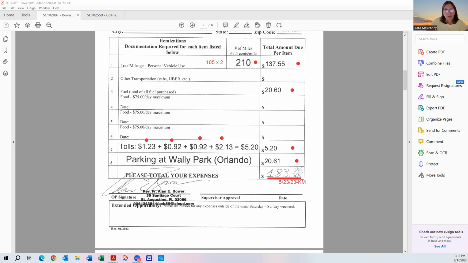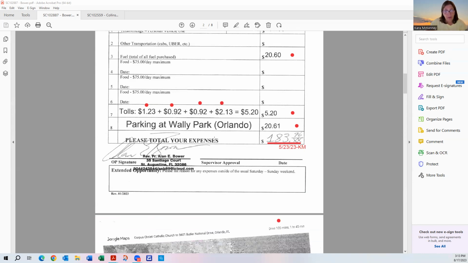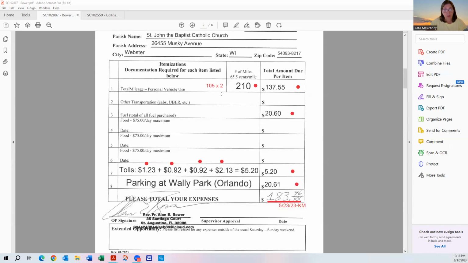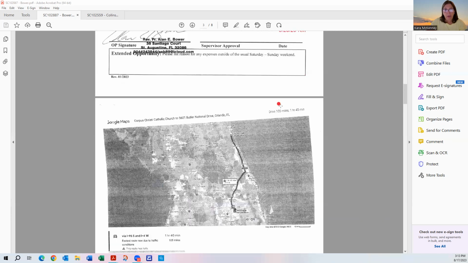Then once you have all your expenses listed and itemized here, you do a total amount. Okay, you put it here, and then you make sure that you sign your expense report here. Now, I'm going to scroll down and I'm going to show you some of the other documentations that we need. So for instance, Father had asked for mileage reimbursement. So we would need a map showing the total miles that he went.